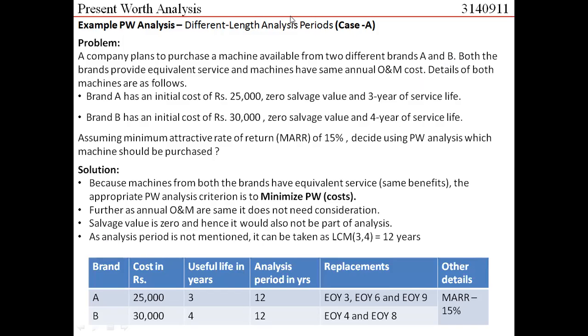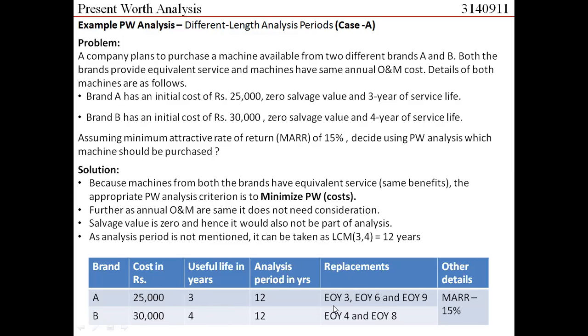So to summarize the details given in the problem, we have machines from brand A and brand B. Machine from brand A costs 25,000, whereas this costs 30,000. The useful life for machine A is 3 years, for machine B is 4 years. The analysis period which we have taken is 12 years, which is the LCM of 3 and 4, because there is no fixed analysis period given as part of the example, right? So because 12 years is a longer period compared to the service life, I would need replacements.